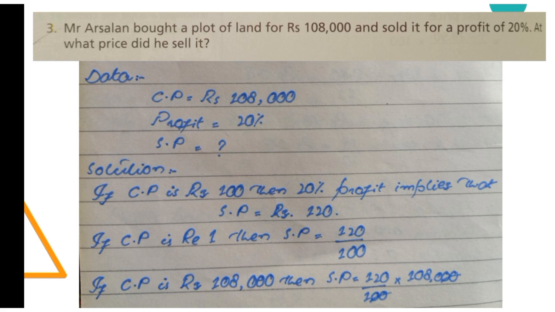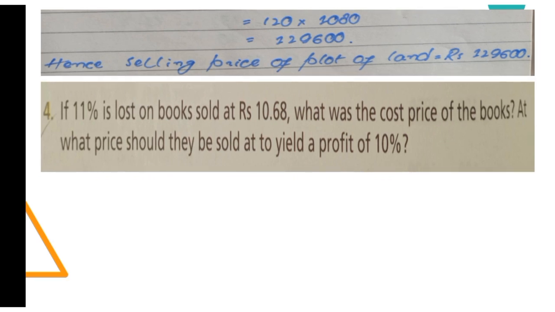Now do this question according to the unitary method. In the unitary method, we find the value of a single quantity first. That's why in the second step, if cost price is rupee 1, then selling price will be 120 by 100, and if cost price is rupees 1,08,000, then selling price will be 120 by 100 multiplied by this value. Then zeros will be cancelled, and we multiply 120 by 1080, and we get 1,29,600 rupees.